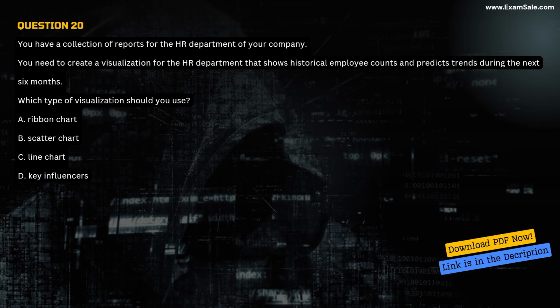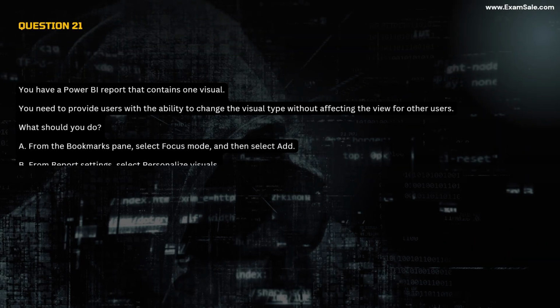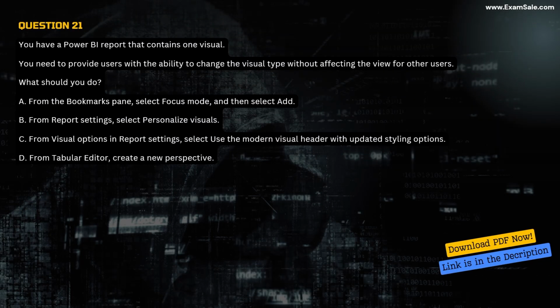Correct answer C. Line chart. Explanation. Line charts display trends over time clearly and support forecasting, making them ideal for analyzing historical data and predicting future patterns.